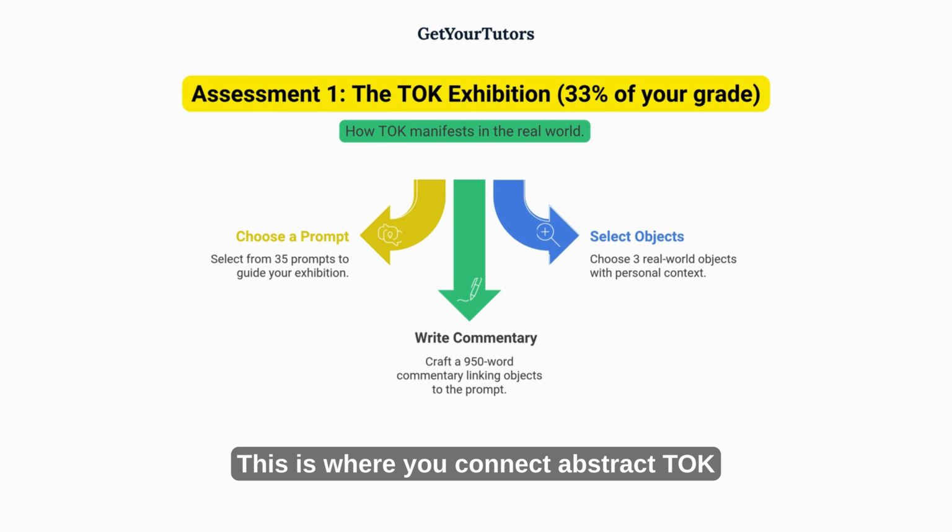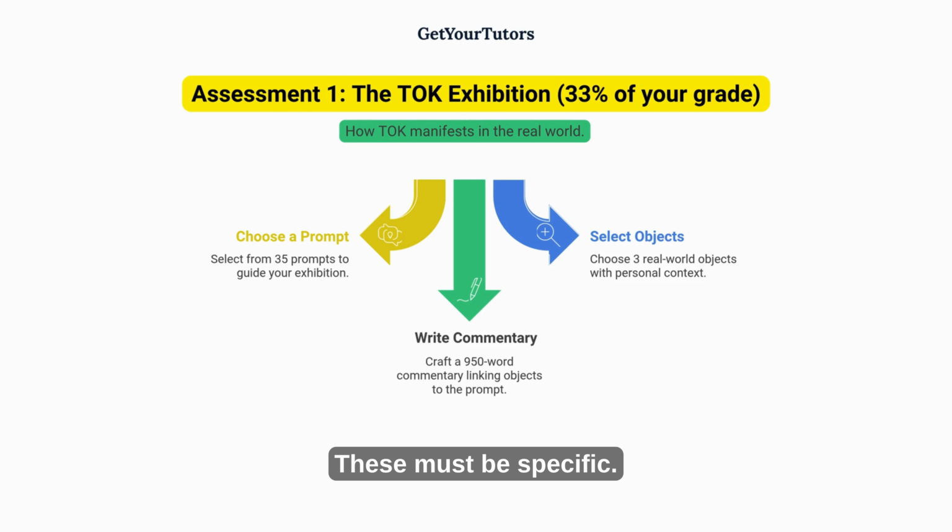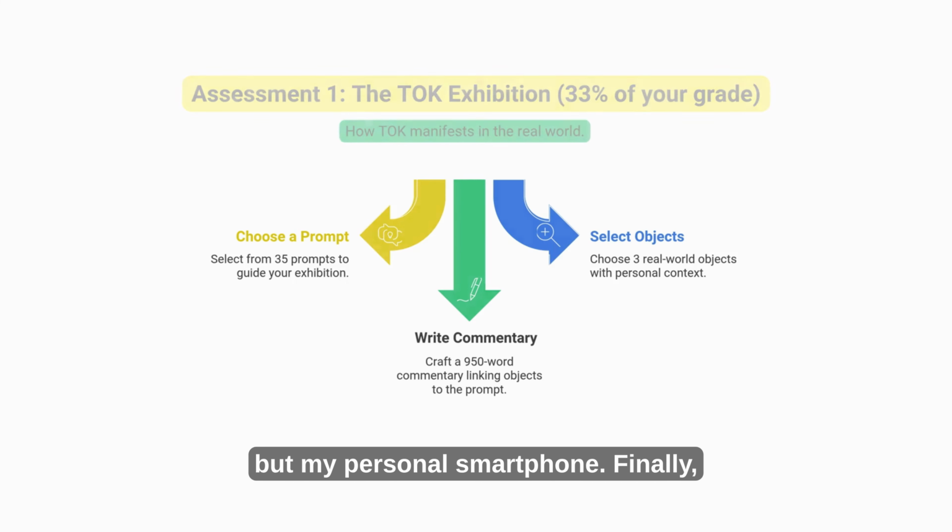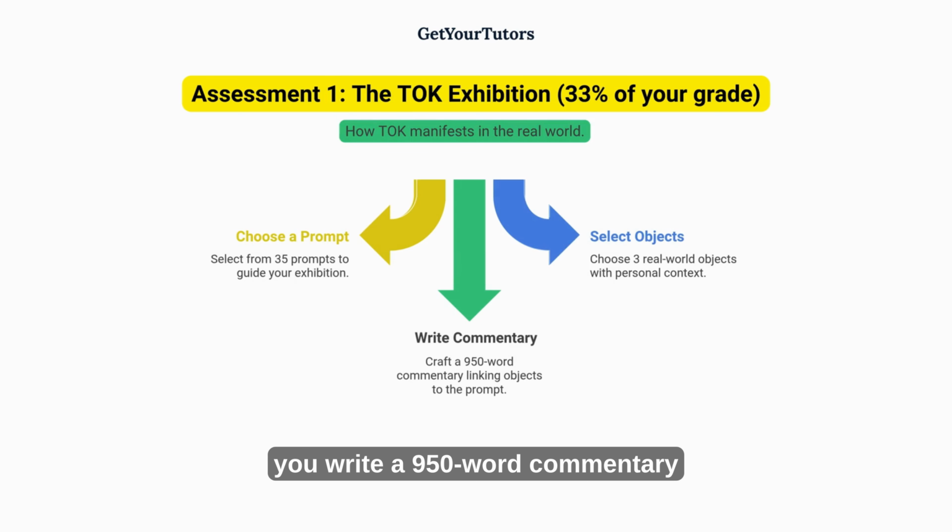This is where you connect abstract TOK concepts to the real world. The process is simple. First, you choose one of 35 official IA prompts provided by the IB. Second, you select 3 specific real-world objects that illustrate your chosen prompt. These must be specific, not just a smartphone, but my personal smartphone. Finally, you write a 950-word commentary that clearly explains the link between each object and your prompt.